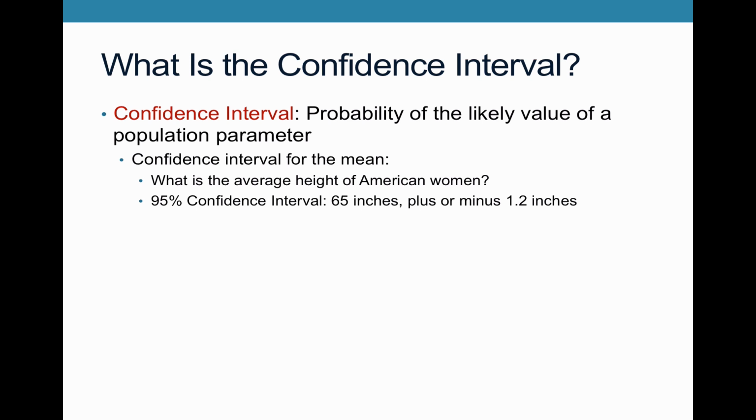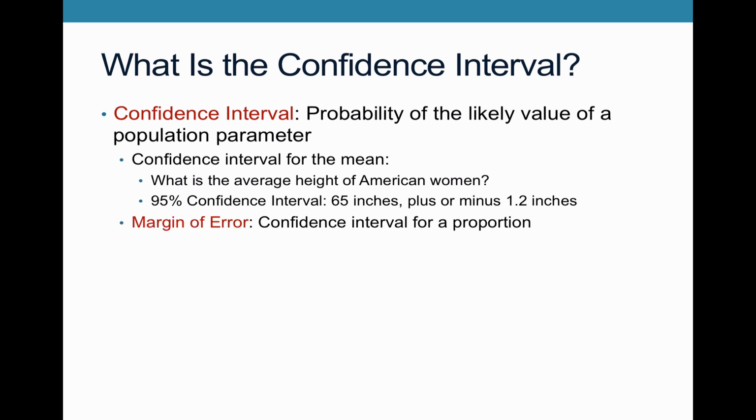Now it's possible that the real value is outside of that 95% confidence interval of 63.8 to 66.2. It's possible it's actually 63. This could happen if we had a really unrepresentative sample, but that's pretty unlikely. We can say that with 95% confidence that it's somewhere within that band.